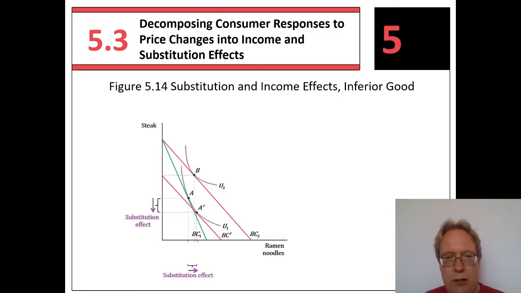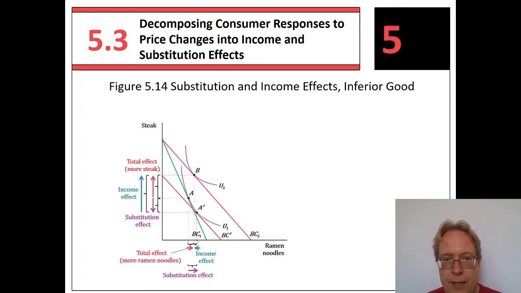So that's the substitution effect. However, as you may see, this substitution effect is actually larger than the total effect, right? Remember, I'm talking about a price decrease, so the substitution effect always has to be positive. That's just implied by this curvature of the indifference curve, right? But the total effect is the sum of the two, so that means that the income effect in this case has to be negative, as you can see here.